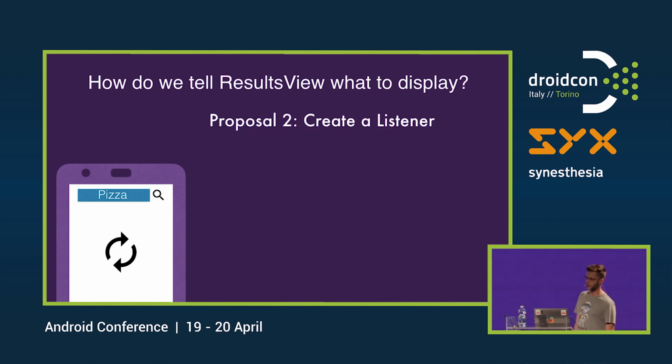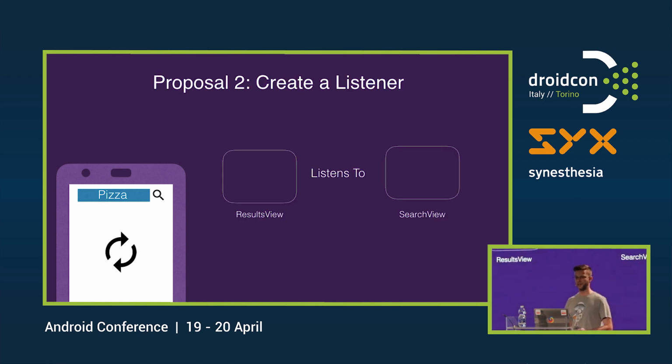So back to the drawing board I went. Why don't I instead just create listeners? Why don't I have my views listen to each other? The result view can listen to my search view so that my search view can push the results anytime there are new results. And this felt nice. It felt more like a push rather than a pull. I'm not setting a variable. I'm actually transmitting the data that I need.